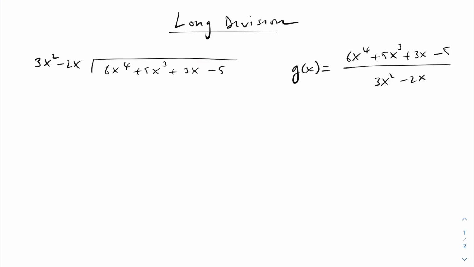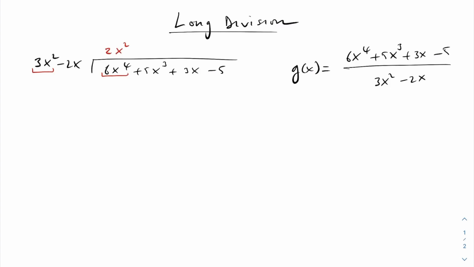Again, we're going to do the exact same thing we did before. We're going to look at the leading term from the dividend and the divisor. So for the dividend here, it's going to be 6x to the power of 4, and the divisor here is going to be 3x squared. So if you go ahead and divide those two things, you're going to get that 6x to the power of 4 divided by 3x squared is 2x squared, which we're going to put up here.